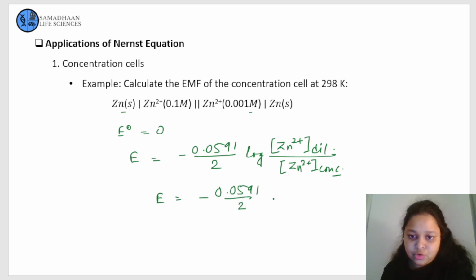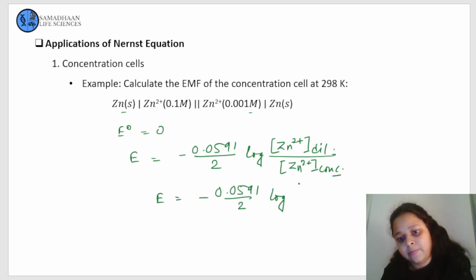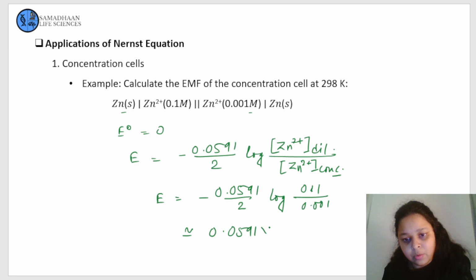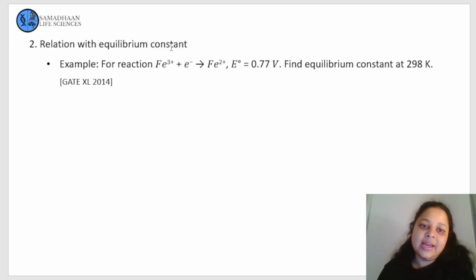So we can write E is equal to 0.0591 divided by 2 into log 0.1 divided by 0.001, and this will come around 0.0591 volt.